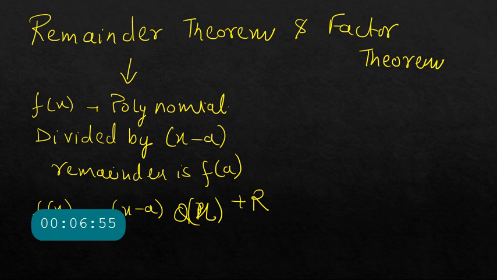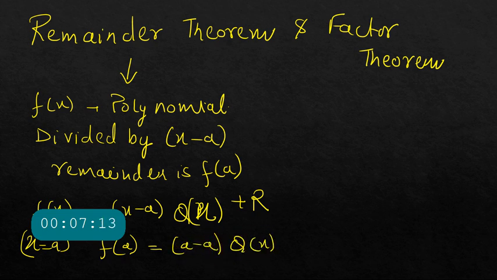But now I know that my polynomial is divided by x minus a. So if I use x equal to a here, what will I get? I will get f(a) equal to (a minus a) q(x) plus r. That means my remainder now is f(a). Remainder is f(a). Or we can also say, if I'm saying f(a) is 0, that means a is the zero of the polynomial.